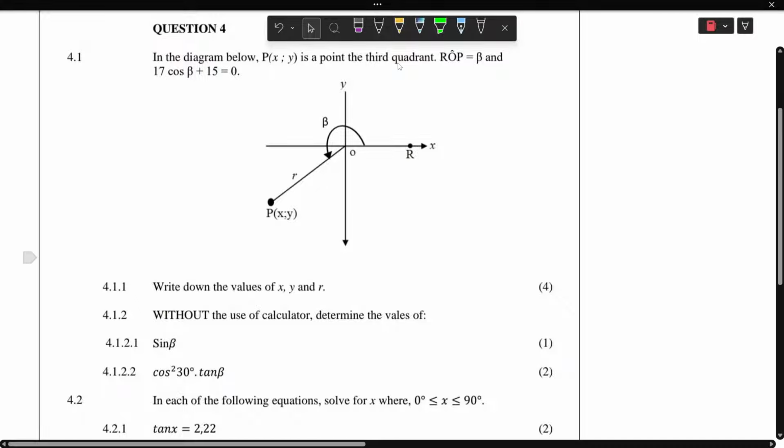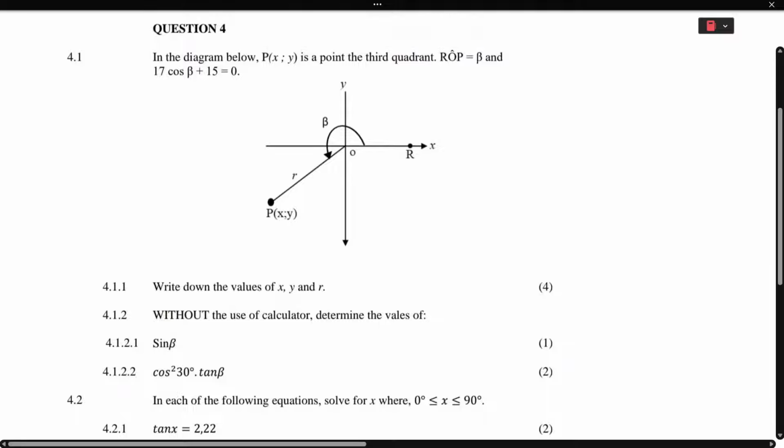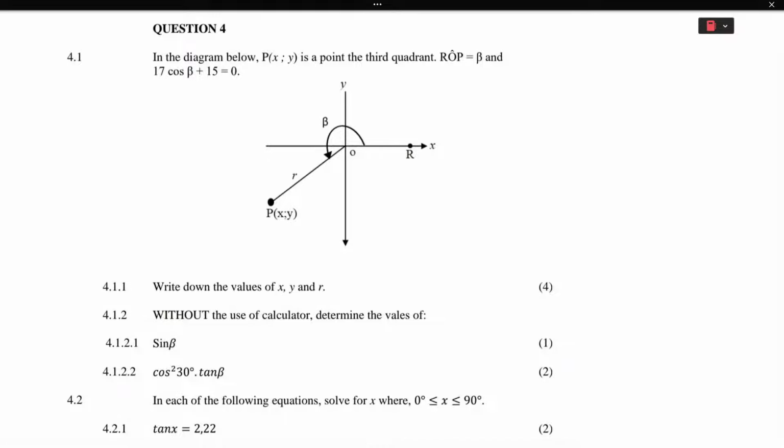Let's check. What do we have here? Write down the values of x, y, and r. And then up there, what are you given? You are given 17 cos beta plus 15 is equal to 0. Let's look at this. How can we solve this one?